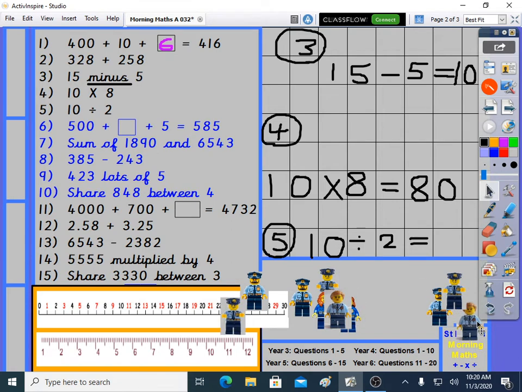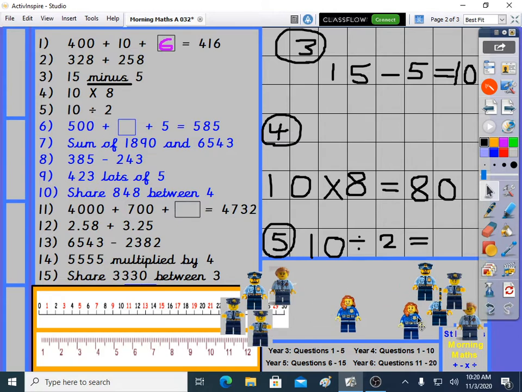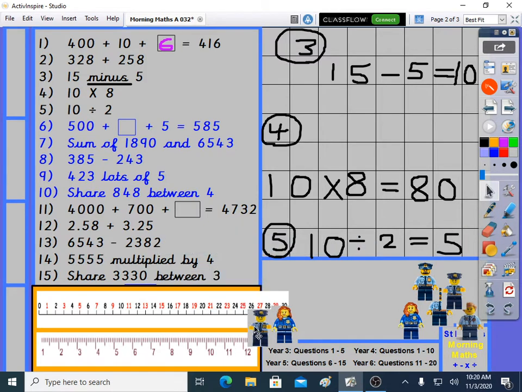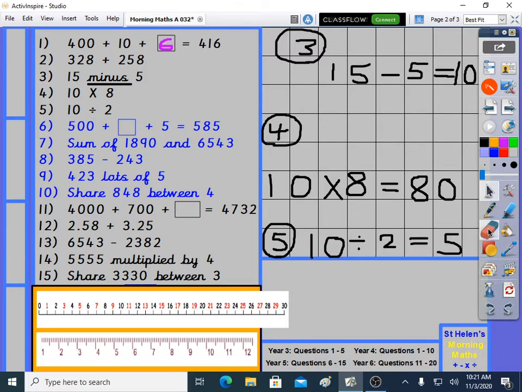So I'm just sharing them out like we do every day. Going quicker now than I usually do. Share them out into groups. 1, 2, 3, 4, 5. There's 5 in each group because 10 divided by 2 equals 5. So that's year 3 done. Make sure you quickly catch up if you're behind me because I'm about to move on to year 4.